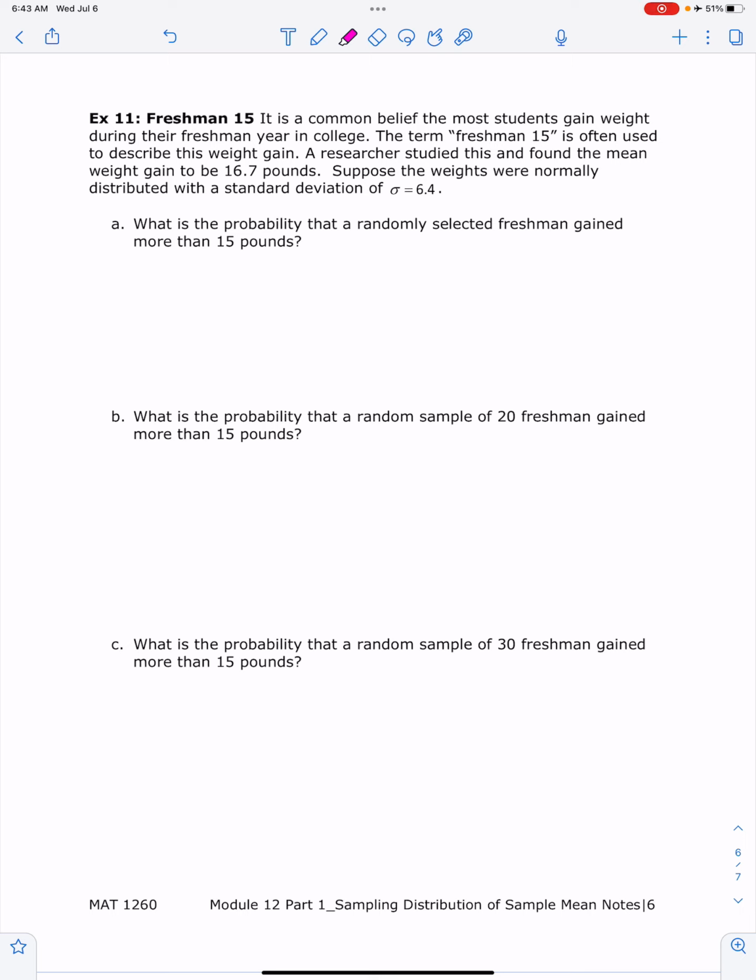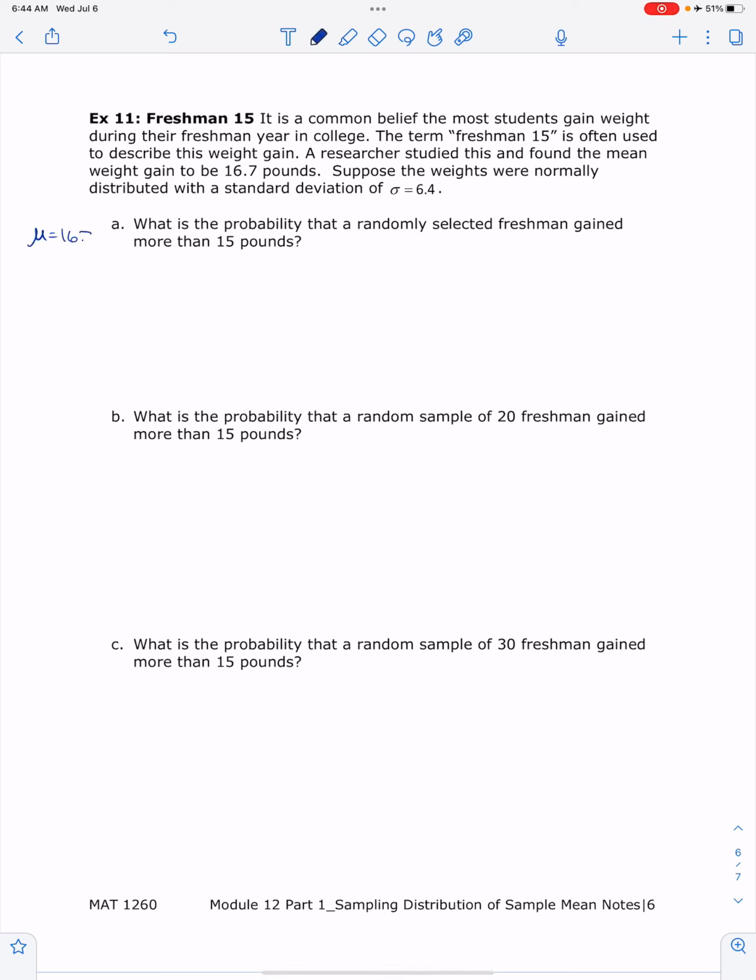Yeah, the cost of food right now, it may be the freshman 8, but whatever. So the freshman 15 is often used to describe the weight gain. Researchers studied this and found that the mean weight gain is 16.7 pounds. So here is our mean weight gain, 16.7. Weights were normally distributed with a standard deviation of 6.4.